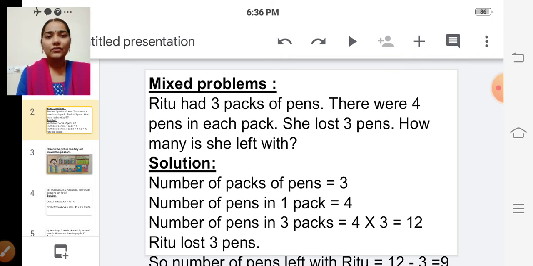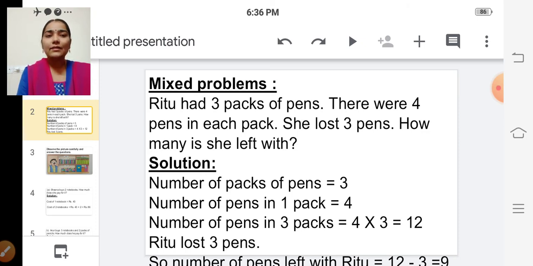So, Ritu had 3 packs of pens and each pack contains how many pens? 4 pens. Isn't it? And she lost 3 pens. So, how many is she left with? First of all, we have to find out the total number of pens in 3 packs. In one pack there are 4 pens, so we have to find out in 3 packs how many pens will be there.